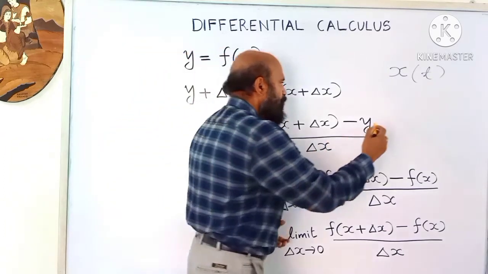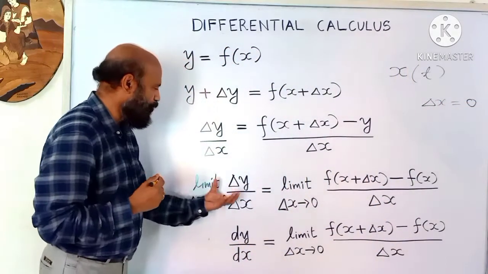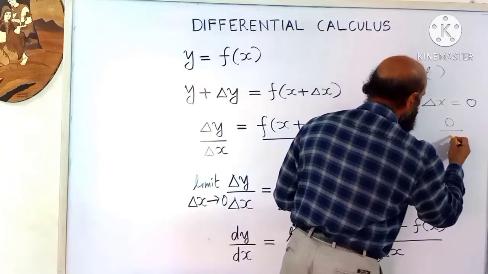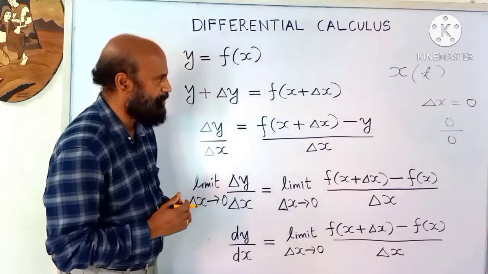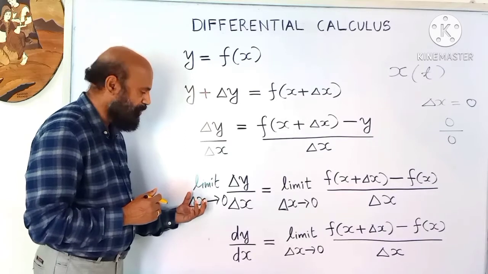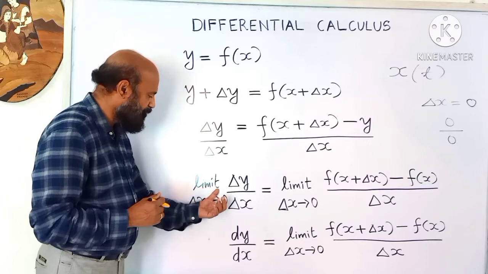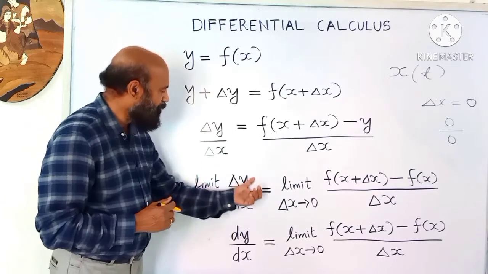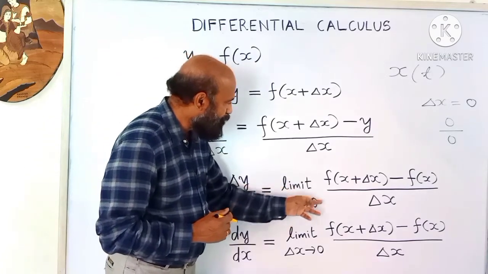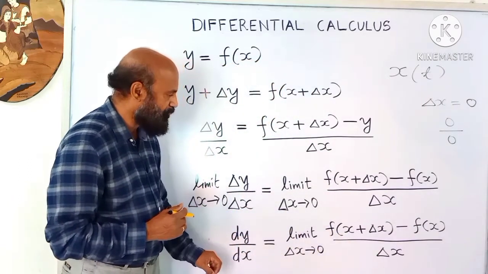It is not 0. If delta x is 0, the change in x is 0, so the change in y also will be 0. So it will be 0 by 0, which is indeterminate. So here the meaning is that the change in x is very, very small. Delta x tends to 0. In the limit delta x tends to 0, delta y by delta x is dy by dx.